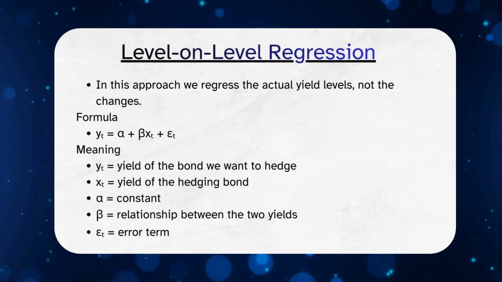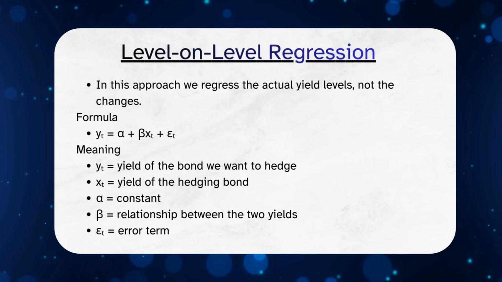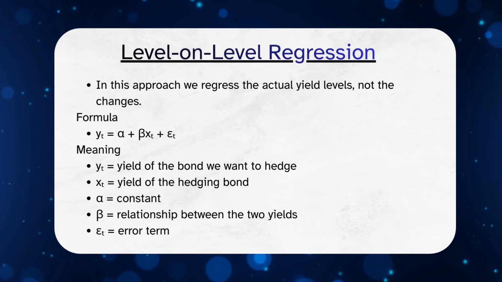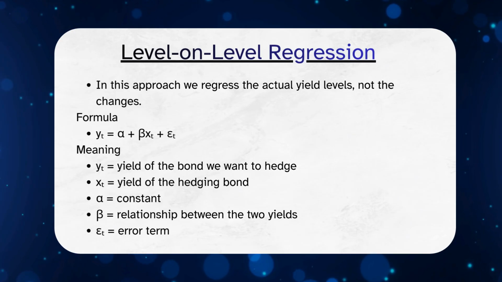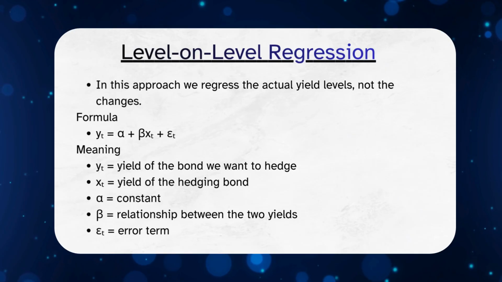The second approach is level-on-level regression. Instead of studying changes, this method studies the actual yield levels of the two bonds. The formula is y sub t equals alpha plus beta x sub t plus epsilon sub t. Here, y sub t is the yield of the bond we want to hedge, and x sub t is the yield of the hedging bond.